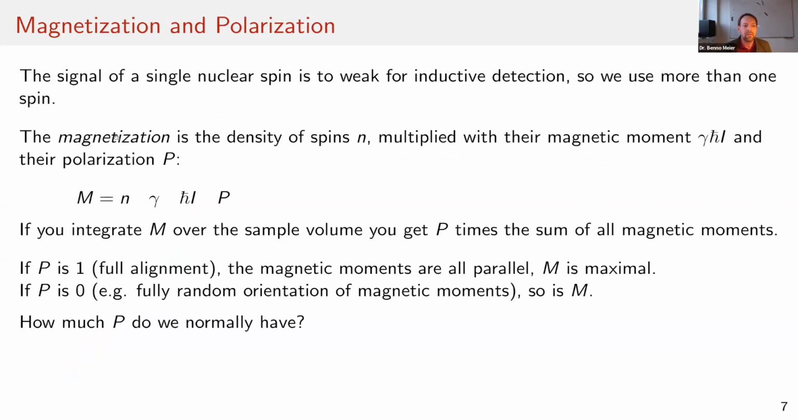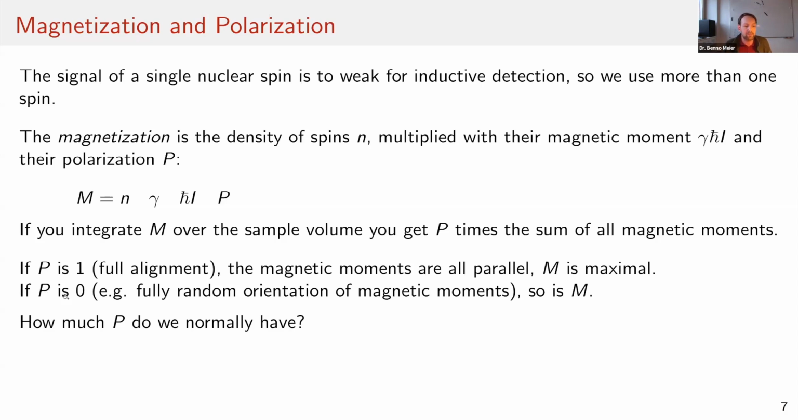Now the signal of a single nuclear spin would be, putting quantum mechanics aside, too weak for detection, so we use more than one spin. That's where the magnetization comes into play. That's just the density of spins multiplied with their magnetic moment and the polarization. If you integrate this over the sample volume, you basically just get the sum of all the magnetic moments. And if they were all lined up, then you get a correspondingly bigger signal. That would be the case where the polarization would be 1, and then the magnetization is maximal.